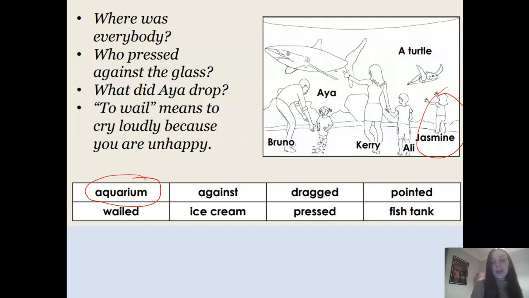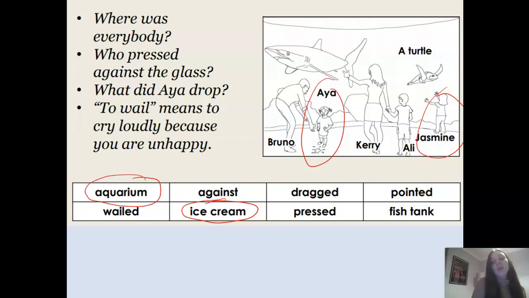Okay, look at the picture again. What did Aya drop? Can you see what she's dropped on the floor? Okay, so Aya dropped her ice cream. And I can find that word in my vocabulary box to help me tell the story.